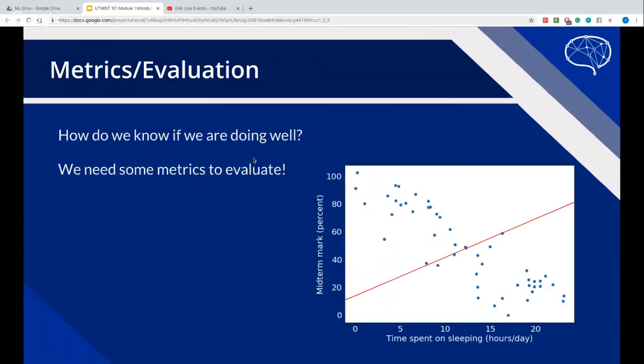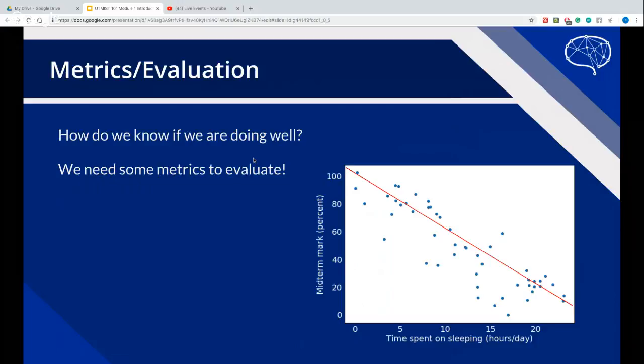Okay. What about that one? Worse. What about this one? A little bit better. What about that one? Much better than the previous 2. So how do we know which one is better? Any guess?